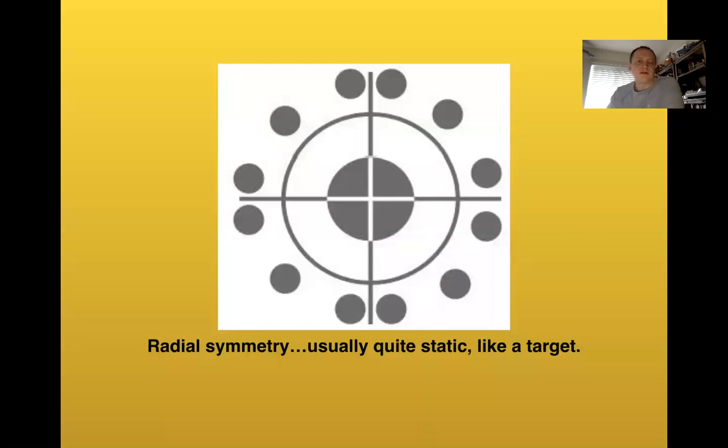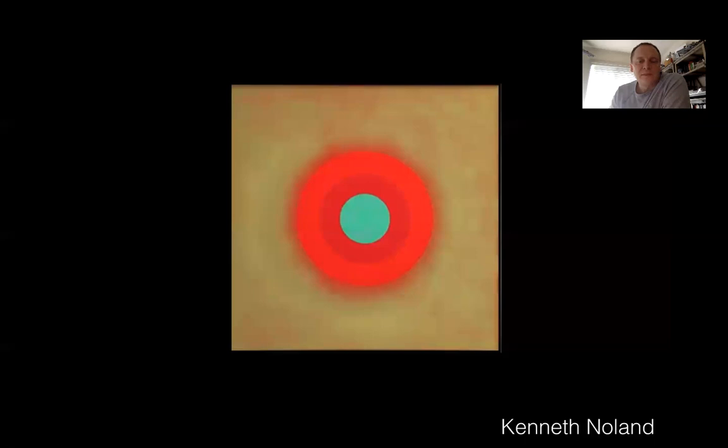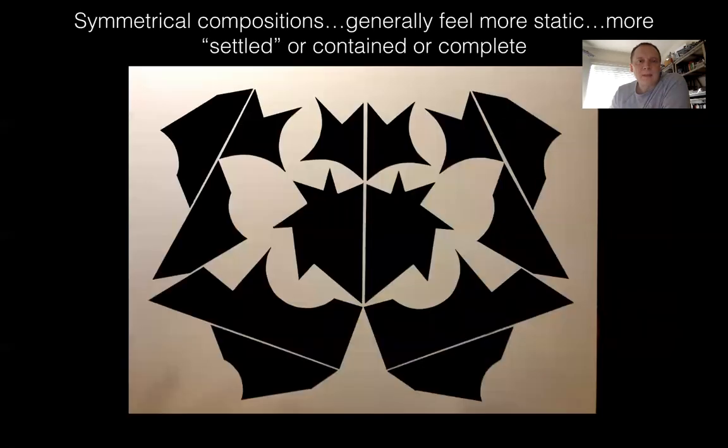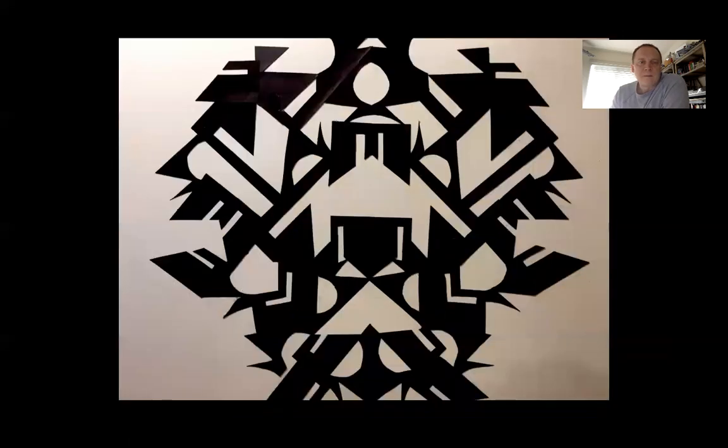So obviously the target is the most basic sort of symmetry, and we've got right and left symmetry, and we've got top to bottom symmetry. Very static, feels very fixed in space. They feel settled or contained or complete. We talked about symmetry when we talked about the Gestalt theories. It can get pretty complex.